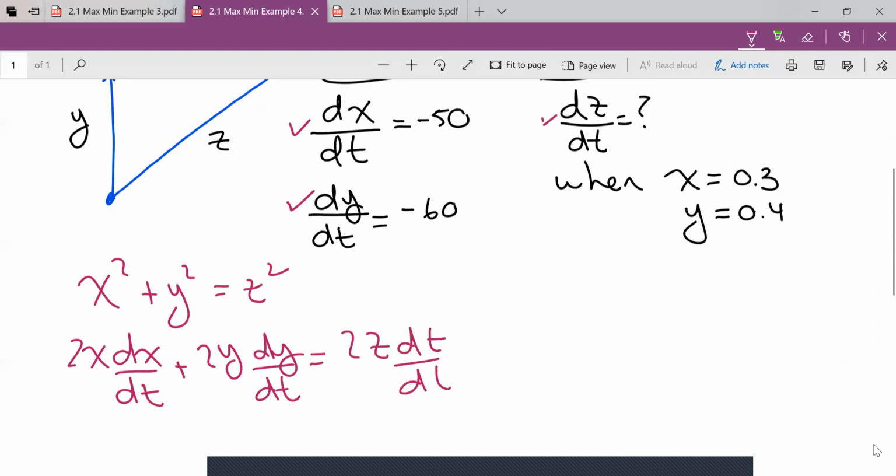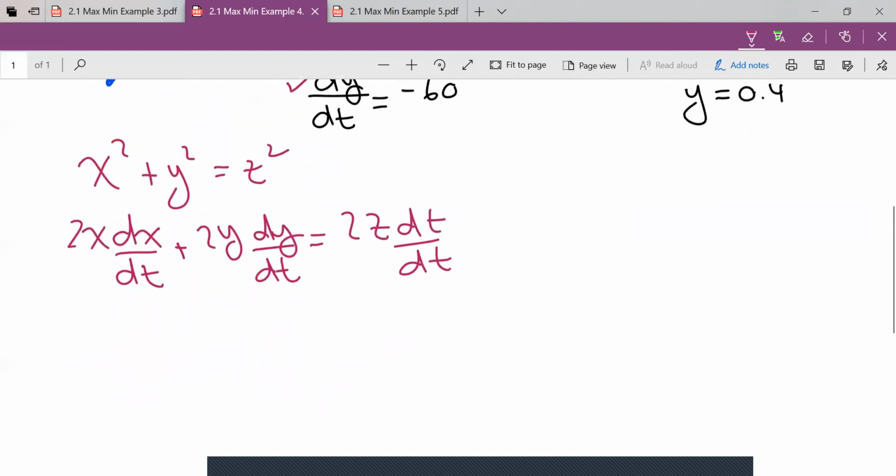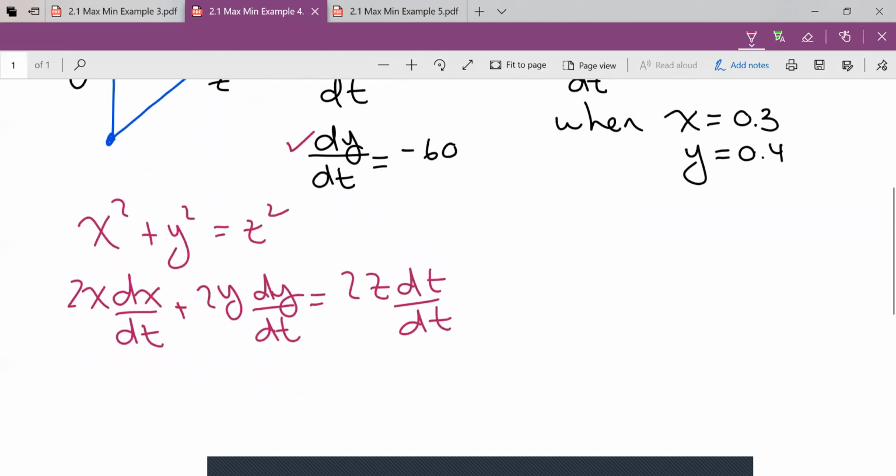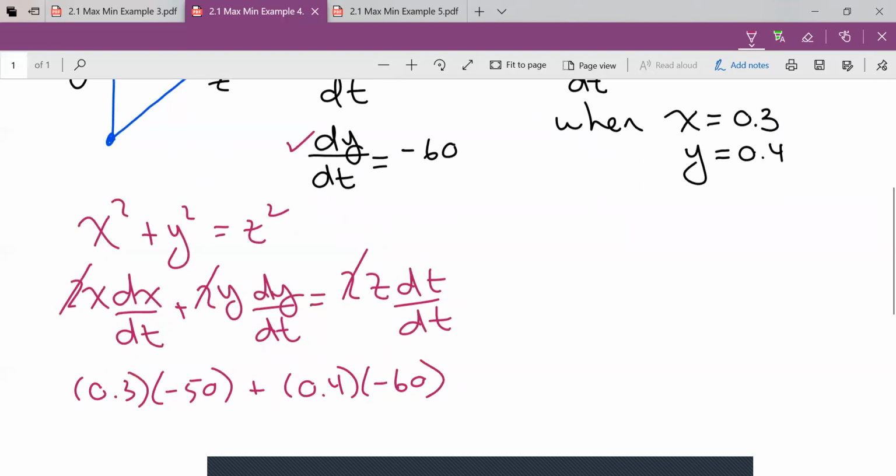Then I'm going to divide everything by 2, and let's start subbing in numbers at the same time. Okay, what do we know? We know x is 0.3 kilometers. dx/dt was what again? Negative 50. And y is 0.4, and dy/dt was negative 60 because they were approaching the intersection.